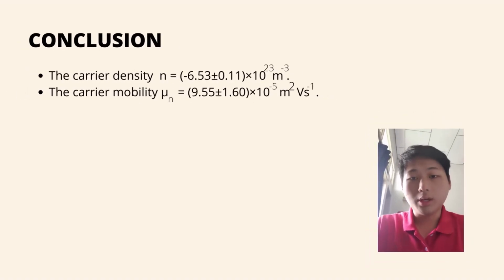In conclusion, the carrier density N is equal to negative 6.53 plus minus 0.11 times 10 to the power of 23 per meter cube. The mobility mu supposed to be positive, as mobility will only have positive values, which is 9.55 plus minus 1.6 times 10 to the power of negative 5 meter square per volt per second.